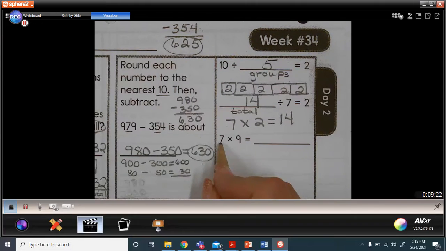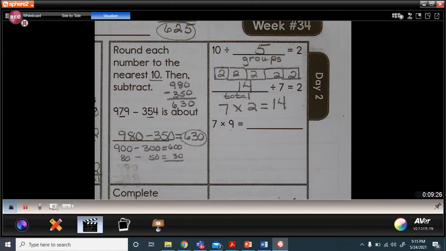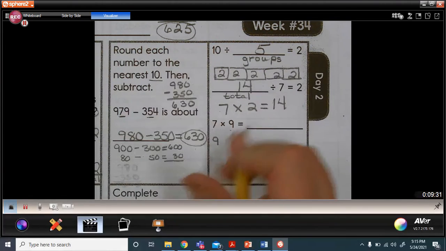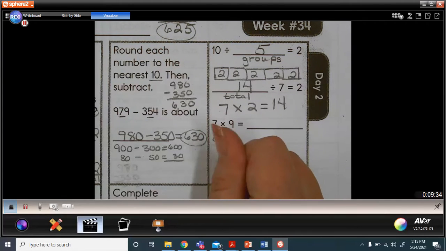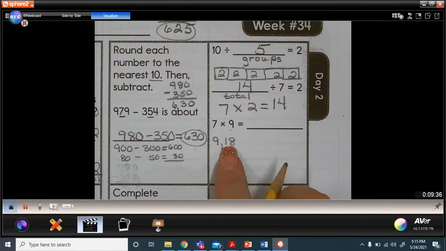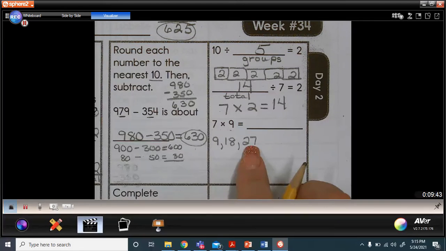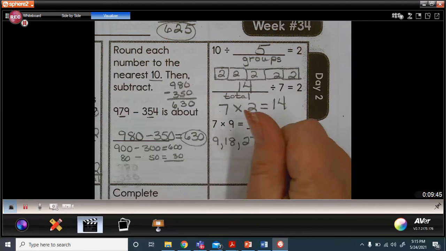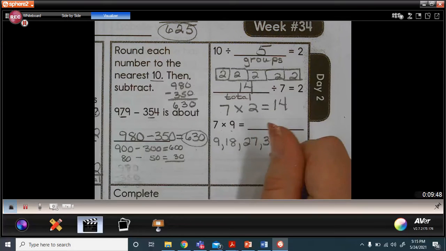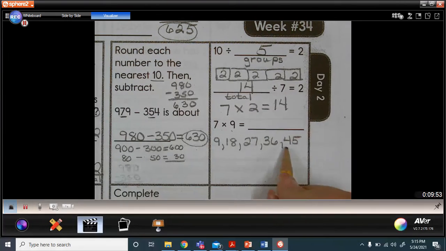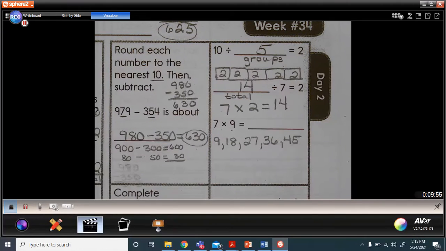And this tells me I have 7 groups of 9. Now, we've all kind of worked with the pattern of 9s, and hopefully you remember how this pattern goes. So you have 9, 18, and remember when you take these 2 digits and add them together, they make a 9. The next one is 27, 2 and 7 makes a 9. 36, 3 and 6 makes a 9. 45, 4 and 5 make a 9.